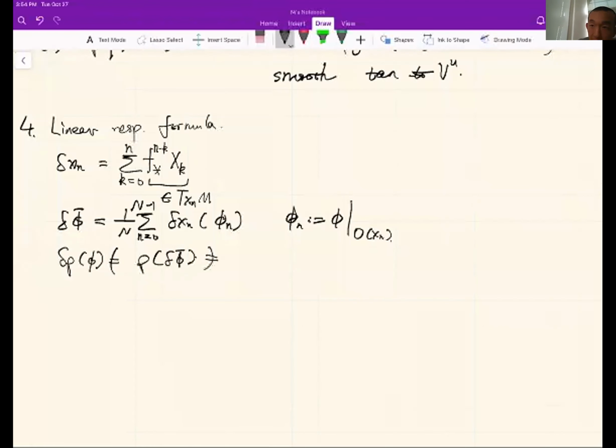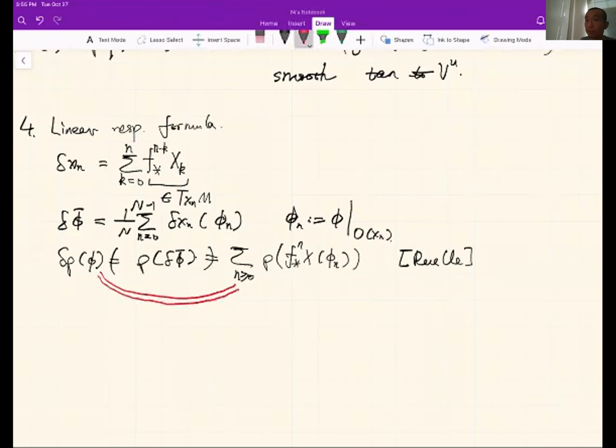So we're doing a lot of illegal operations here, like change of limits and things like that. But eventually we get a formula that this equals rho of the summation over n larger than 0 of pushing forward n steps and using that to differentiate phi_n. And this result was proved by Ruelle. He says that although we're doing something illegal in the middle, eventually this summation actually gives you the derivative that you're interested in.